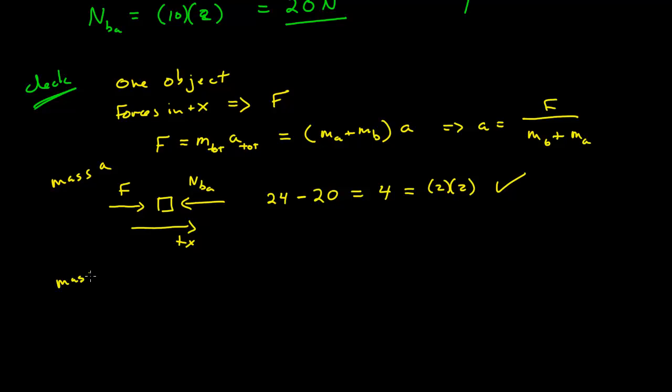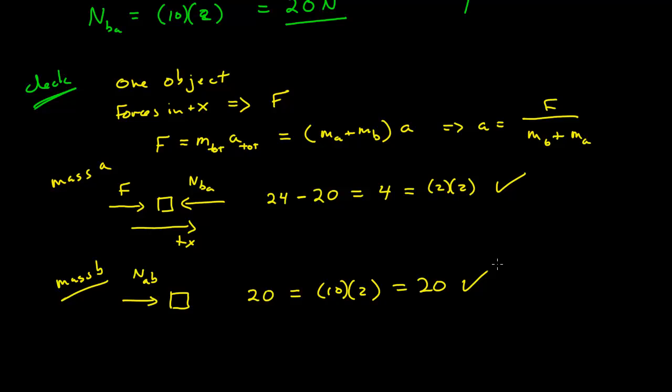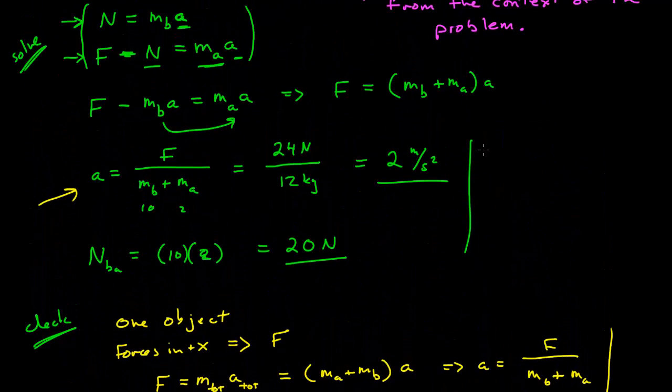If we look at mass B, there was only one force on it, and that was the normal force of A on B. And so that's 20 in the x direction, which is equal to its mass, 10, times its acceleration, which is 2, which is 20. So that makes perfect sense as well. And so look how valuable this is. From these 3 examples, everything is internally consistent, so I can be completely positive that these are exactly the right answers.